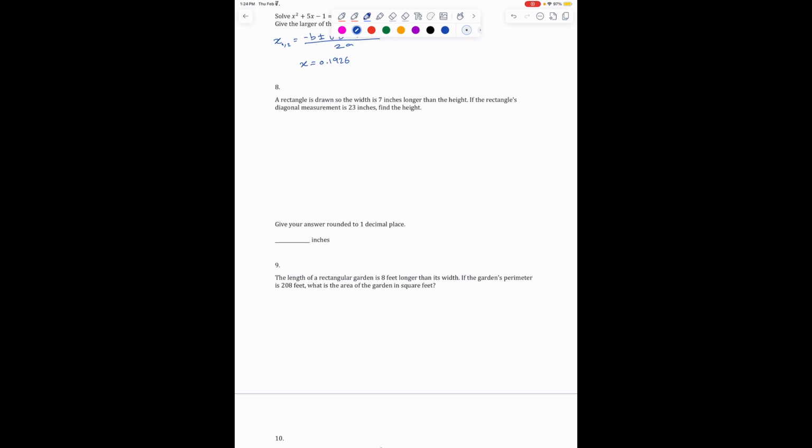Question number 8. A rectangle is drawn so the width is 7 inches longer than the height. If the rectangle's diagonal measurement is 23 inches, find the height. So I'm going to sketch the rectangle and the diagonal of the rectangle. I know that the width is 7 inches longer than the height, so I'm going to say the height is x, so the width is going to be x plus 7. And so that is x and that is x plus 7, if that helps.